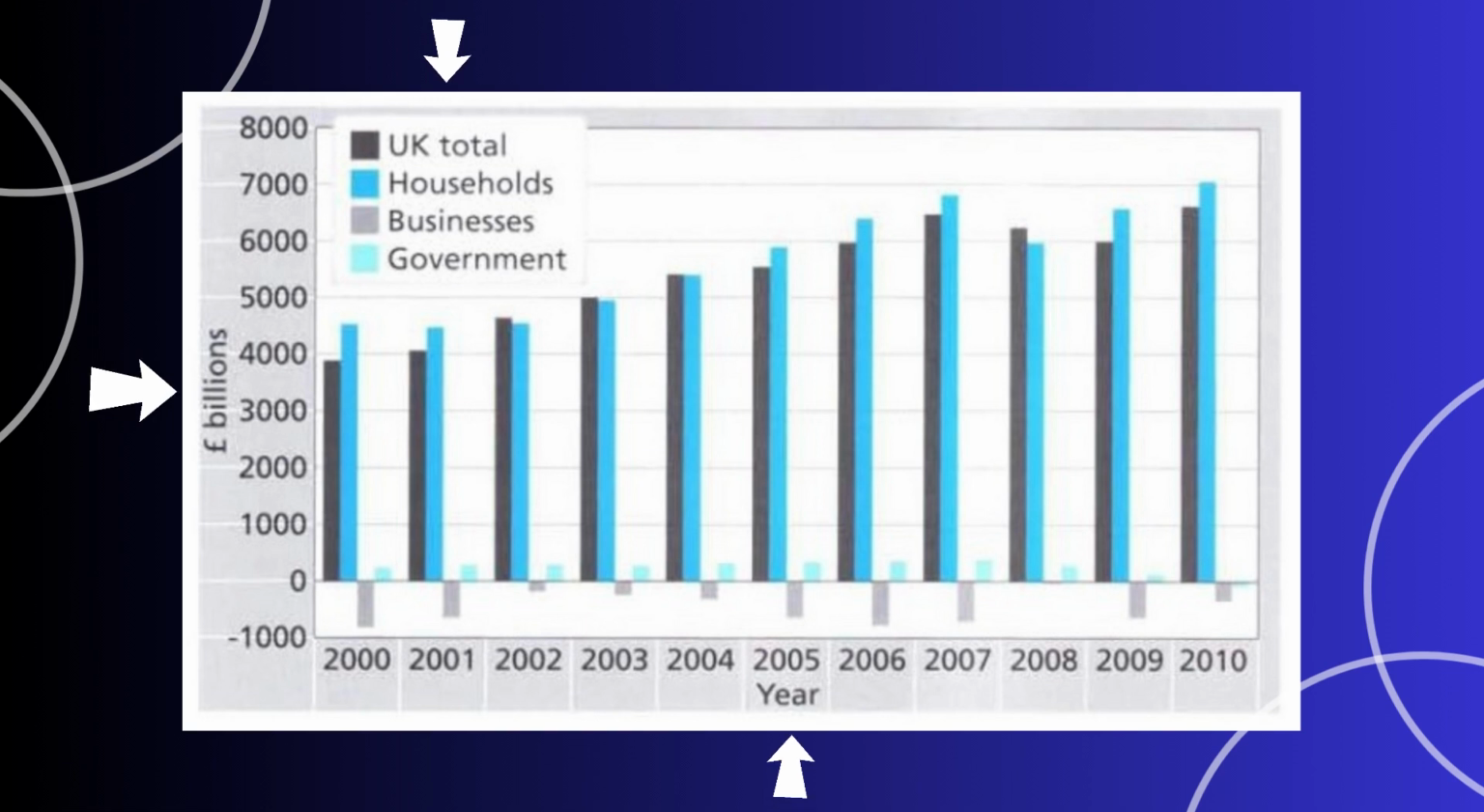What's unique is all businesses are in minus, they are under the graph. The government is almost under 500 billion pounds. And then the concluding point you can see is an increasing trend in the UK total till 2007. Then there's a slight decline through 2008 and 9, and then it's back up again in 2010. So these are some observations I made.